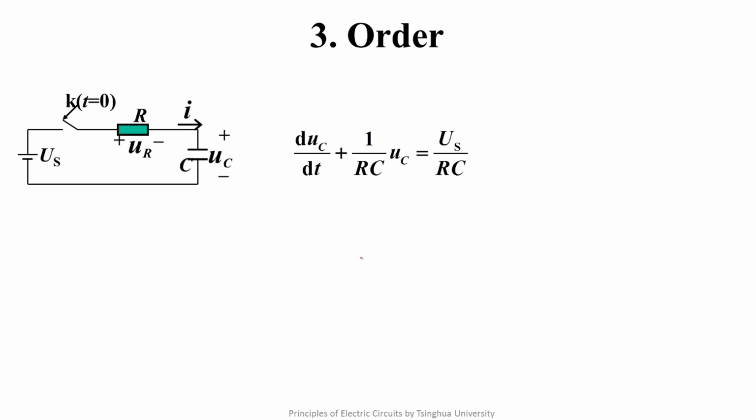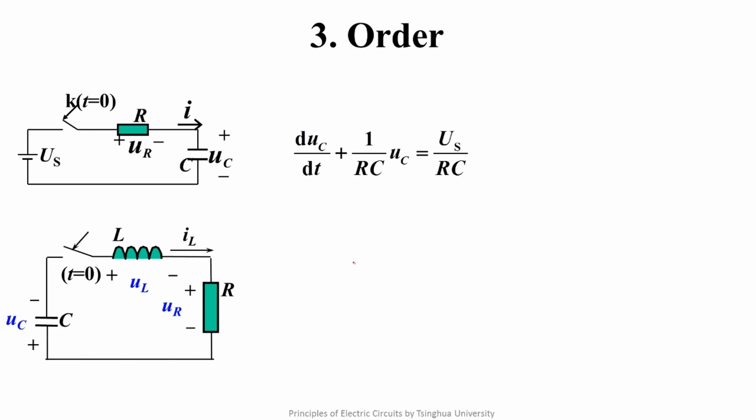In addition to such a circuit, we can also list the equations for more complex circuits, such as a circuit containing two energy storage elements. It's a circuit in which a capacitor, inductor, and a resistor are connected in series, assuming the switch is closed when t is 0. According to the reference directions of the variables given in the figure, we know that UC plus UL plus UR is 0.